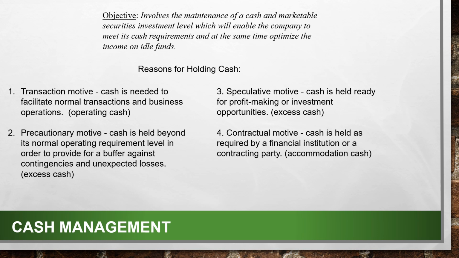Transaction motive: cash is needed to facilitate the normal transactions and business operations. As we know, cash is needed to pay bills, especially when cash disbursements are greater than cash receipts from business. Therefore, this is the most important reason for keeping cash because this refers to the operating cash. Without that, the operations will be at risk of not continuing.